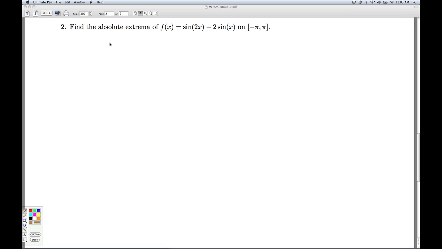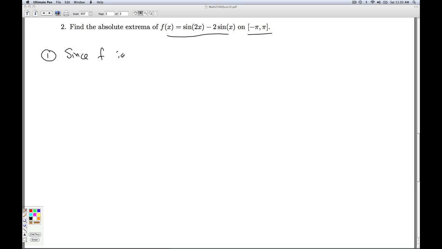Alright, number 2, we're asked to find the absolute extrema of this function on this interval. So there's a three-step process involved here. First, we have to check that the extreme value theorem applies. For the extreme value theorem to apply, to know that we get a max and a min, we need to have a continuous function on a closed bounded interval.